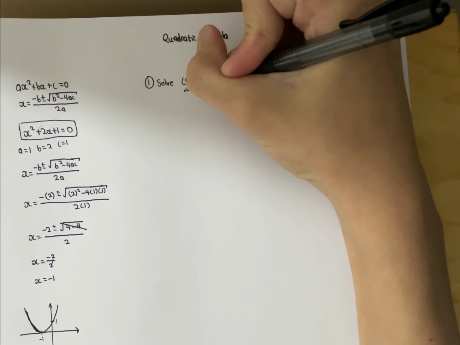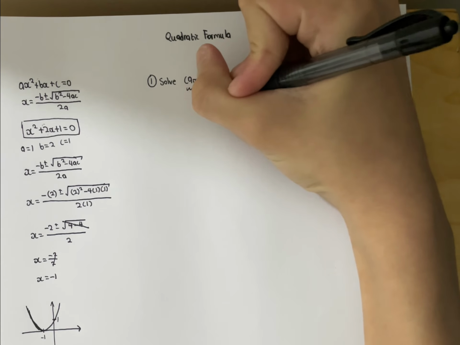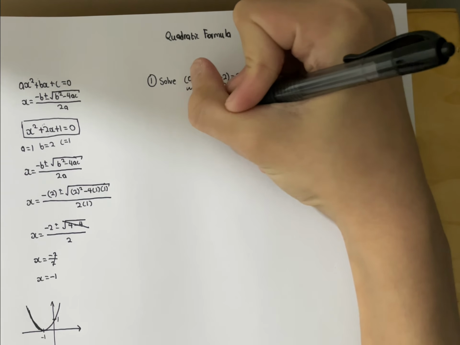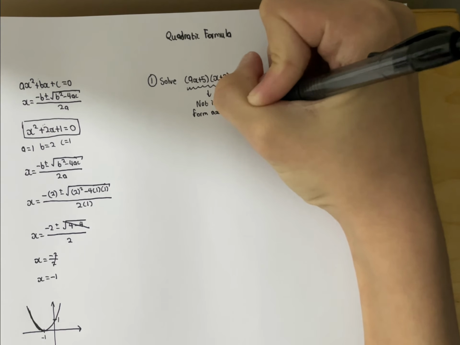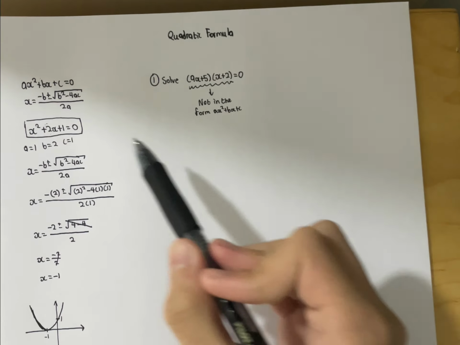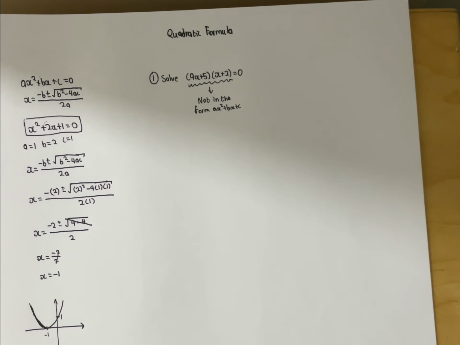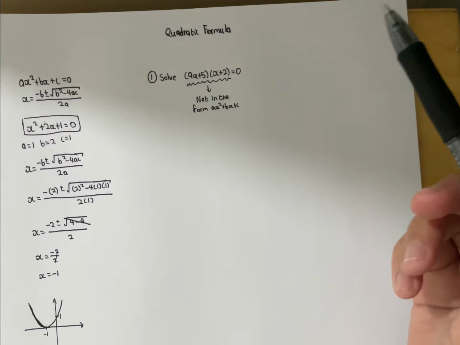So let me just underline this. Not in the form ax squared plus bx plus c. Okay, right? It's just not. It's completely different. You can visually see it. So how are we gonna make this the same? I'll tell you. We're gonna need to expand this. We're gonna need to unfactorize this, if you will.